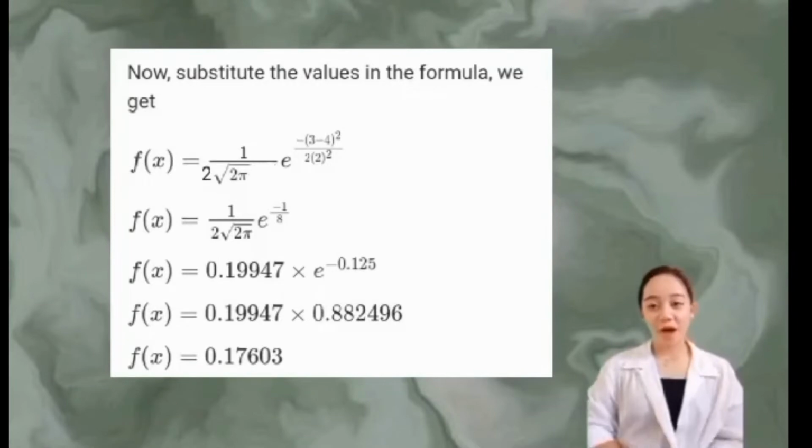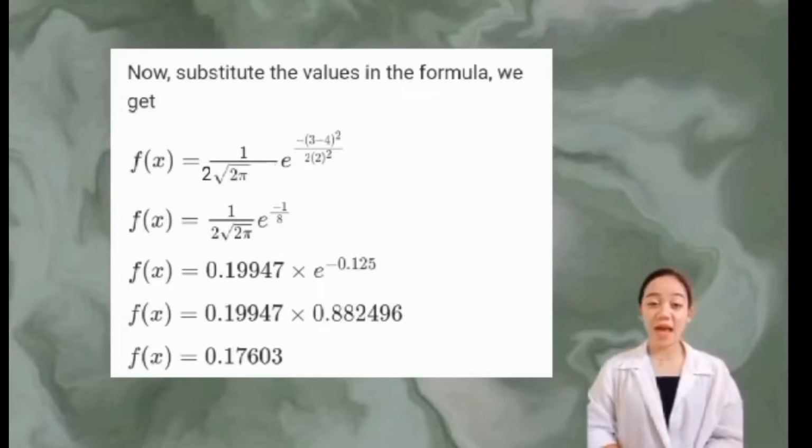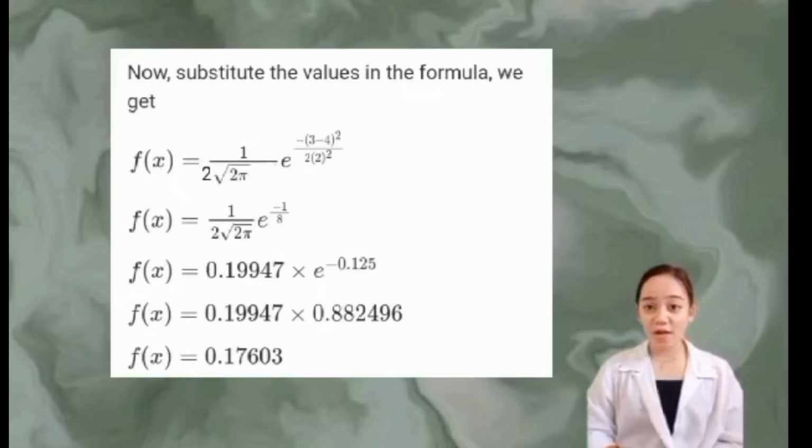So here we have come up with 1 over 2 times the square root of 2 times pi. So if you're wondering, ma'am, where does the 2 come from? The 2 is just the value of the standard deviation. We just substitute it. And then next, e raised to the power of negative 3 minus 4 quantity squared. So ma'am, where do the 3 and 4 come from? 3 is the value of our random variable x, then we just substituted it. And also 4 is our mean.